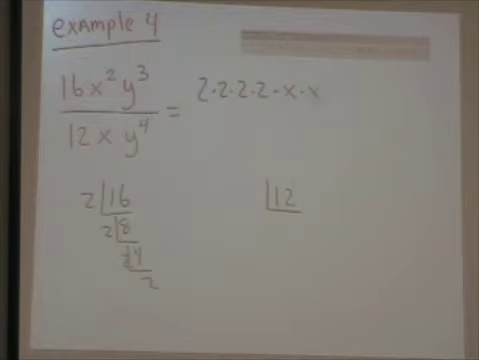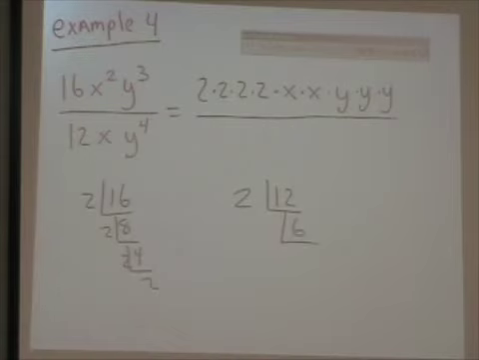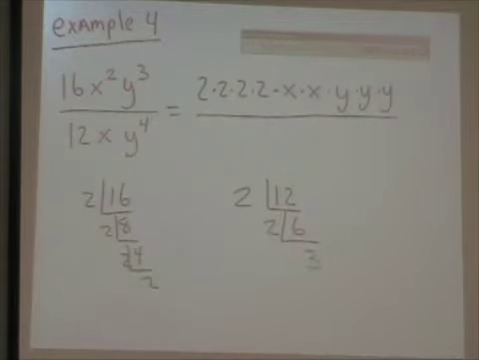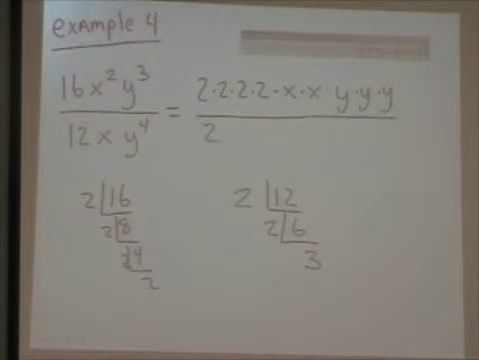Okay? So my prime factorization of 16x squared y cubed is 2 times 2 times 2 times 2 times x times x times y times y times y. The reason there's 2 x's is it's x squared. The reason there's 3 y's is it's y cubed. Prime factorization of 12. What goes into 12? 2 times 6. What goes into 6? 2 times 3. So I've got 2 times 2 times 3 times x times y times y times y times y.